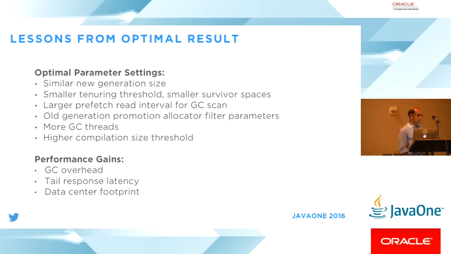It found that the tenuring thresholds and the survivor space sizing that was done manually may not have been the most optimal. And there's a lesson here. This service was probably optimized a year and a half, 2 years ago, and no one came back to look at it. Bayesian optimization, within a couple of days, was able to find that it was a suboptimal setting and shift it to a more optimal setting.